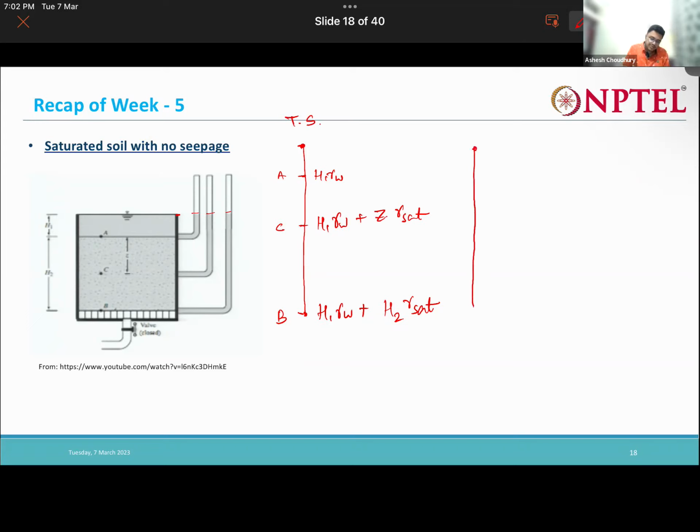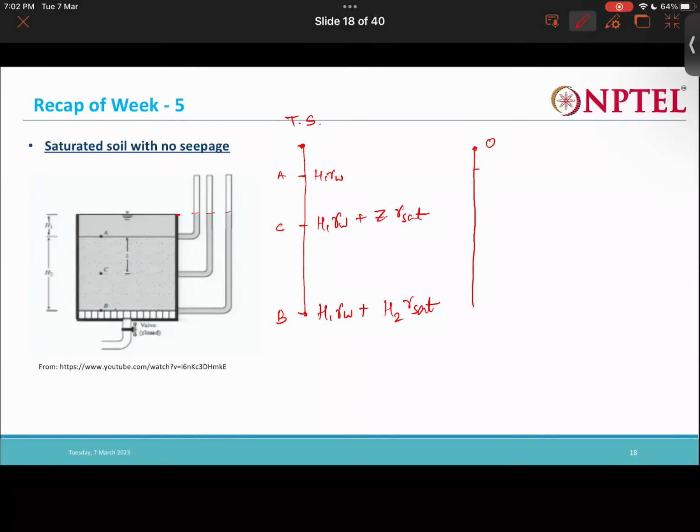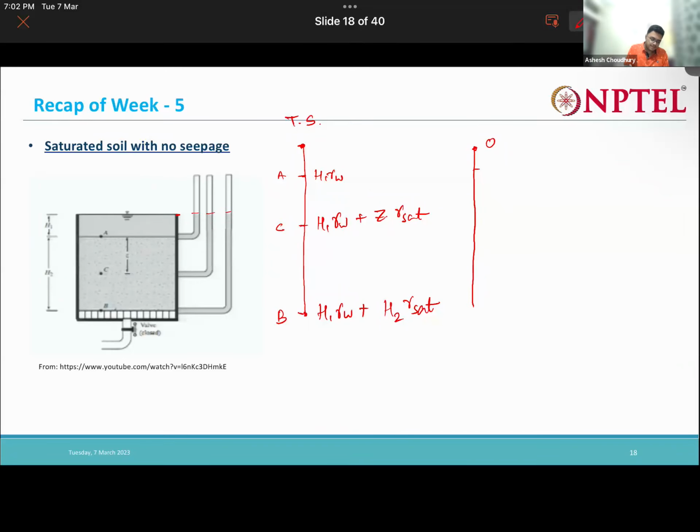Now let us come to the pore water pressures. Okay. So here what will be the pore water pressure? It will be zero. Then at point A, same, H1 into gamma W, right? At point C, H1 plus Z into gamma W. And here, H1 plus H2 into gamma W. This is the progression.